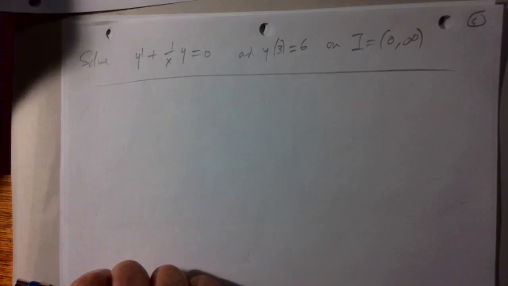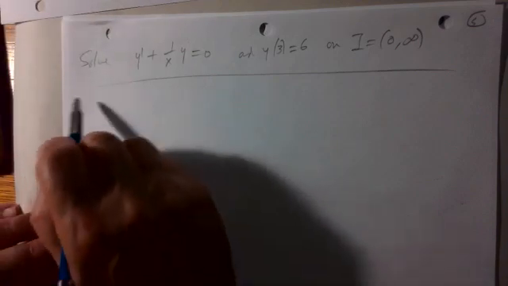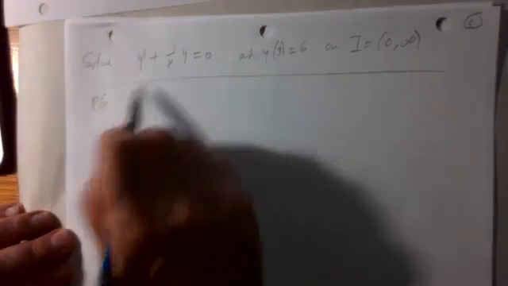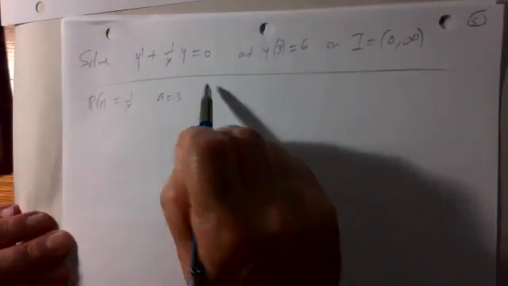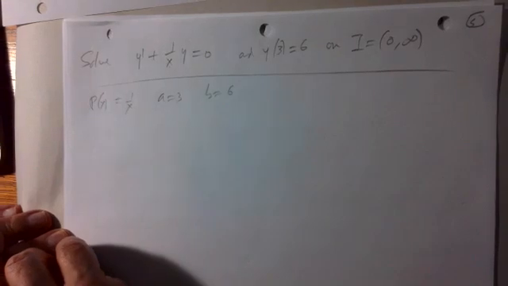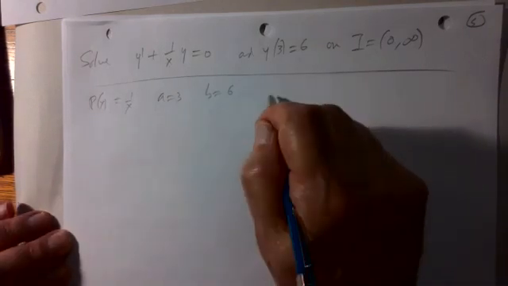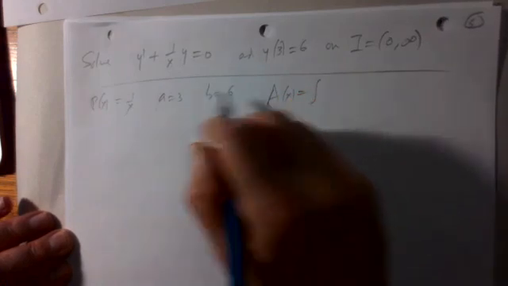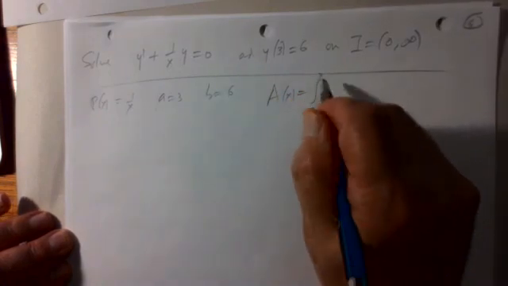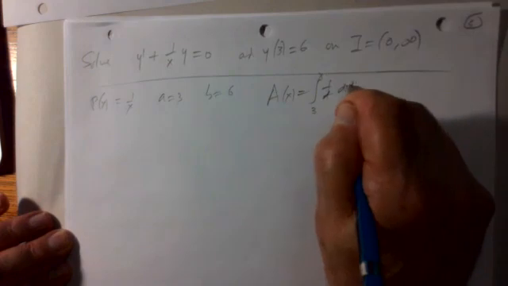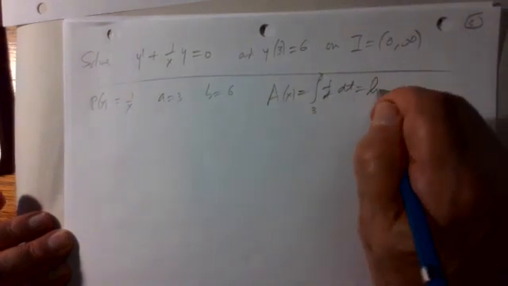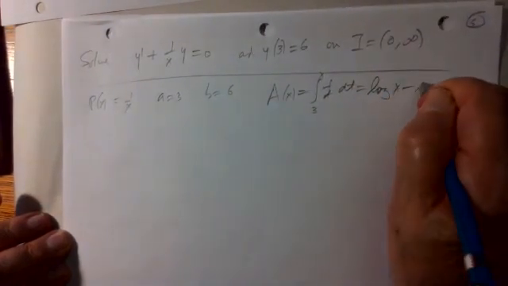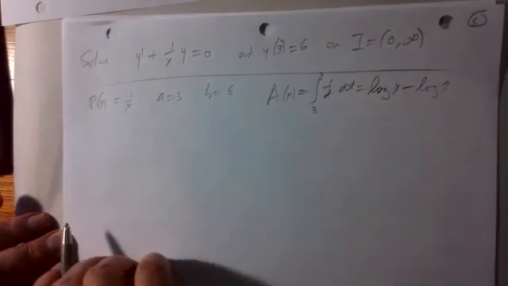So for this problem, P of x is 1 over x, A is equal to 3, B is equal to 6. Capital A of x is the integral from little a, 3, to x, 1 over t dt, which is just log x minus log 3.